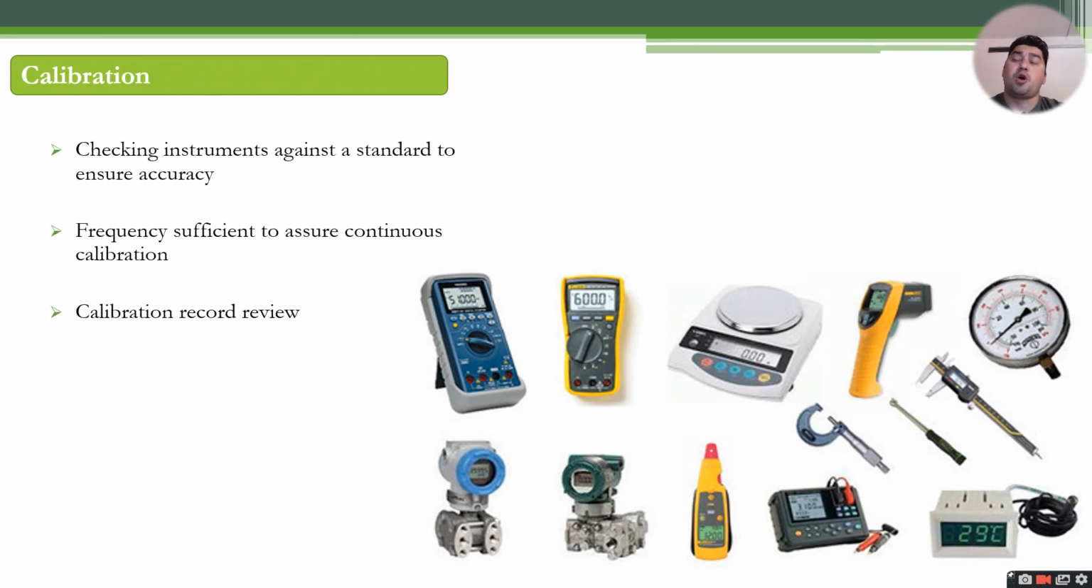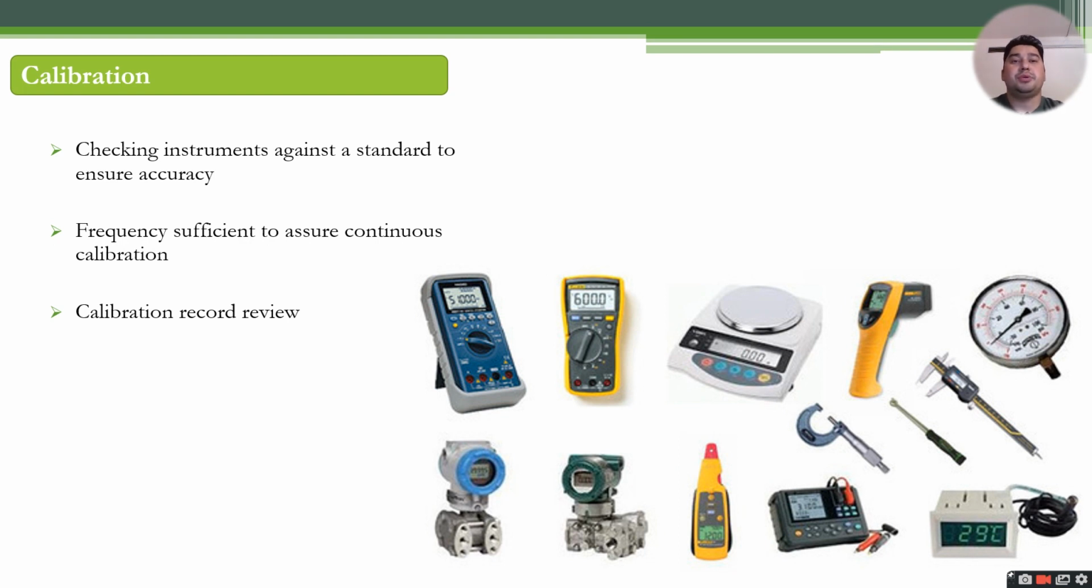When you are doing the HACCP audit, you have to check the calibration. You have to check the instruments against a standard to ensure accuracy, with a frequency sufficient to ensure continuous calibration. You have to check how frequently the organization is doing the calibration. The frequency should be mentioned in the HACCP plan, and as per that frequency, equipment or any other instrument should be calibrated on a timely basis.